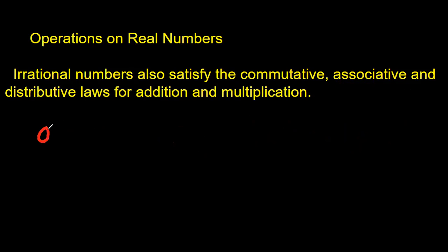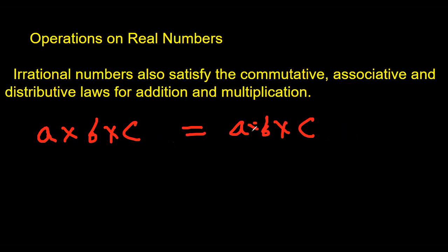Means if you have three irrational numbers, let us simply write them in terms of A, B, and C. A into B into C would be same as A into B into C, where A, B, C are irrational numbers, and you put bracket over there or you put bracket over here, will be same.